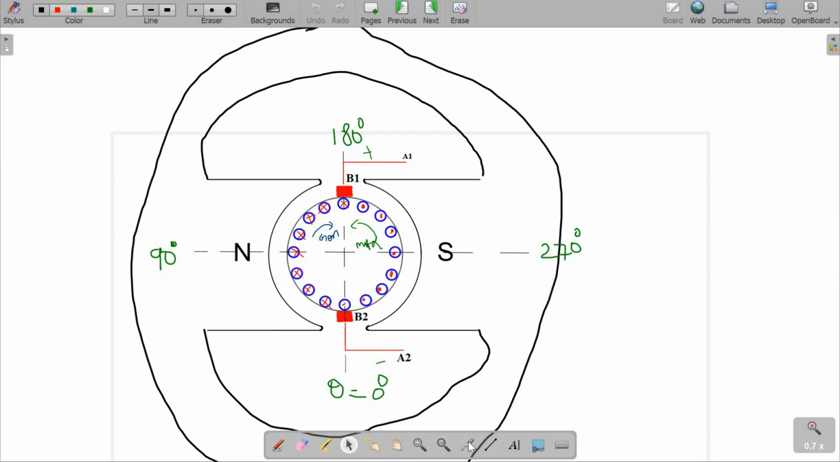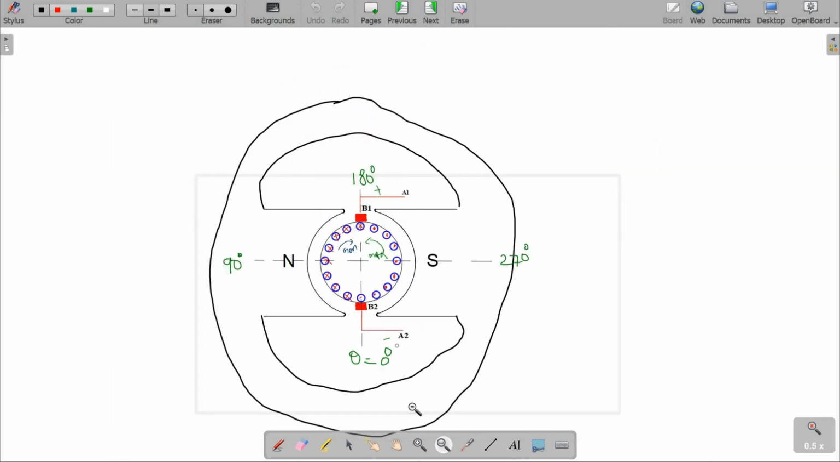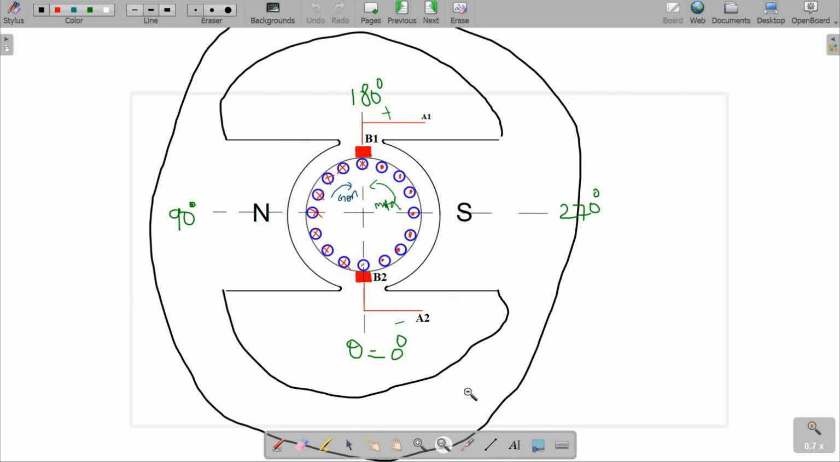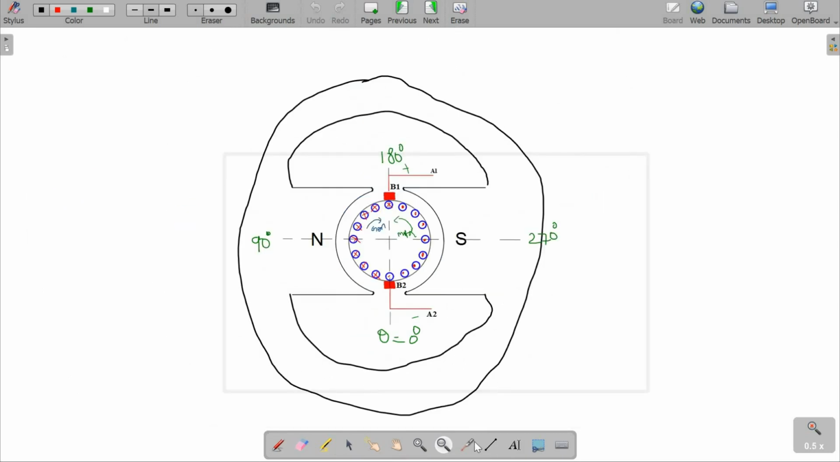Here you can see, this is the north pole of that DC machine, and this is the south pole of that DC machine. And this is the armature, and in the armature, I started feeding some current.